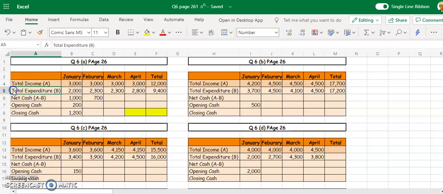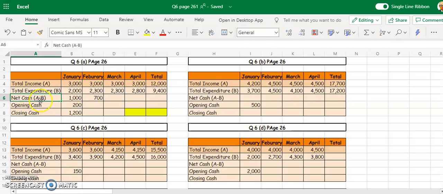Your total expenditure then is taken from your expenditure budget. Now remember, your total expenditure is made up of your fixed expenditure, your irregular expenditure, and your discretionary expenditure. So those three figures added together will give you these figures here. In January, you've got 2,000, February, you've got 2,300, March, you've got 2,300, April, you've got 2,800, and our total then is these four figures added together to give us 9,400.